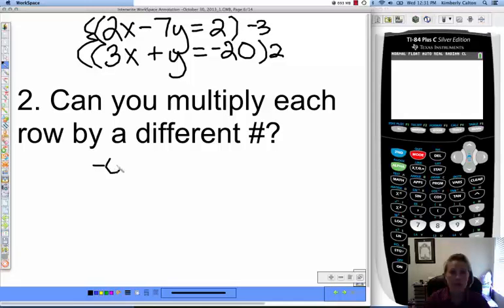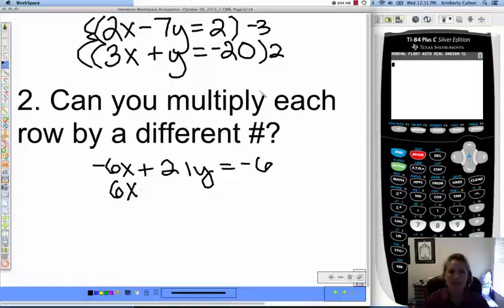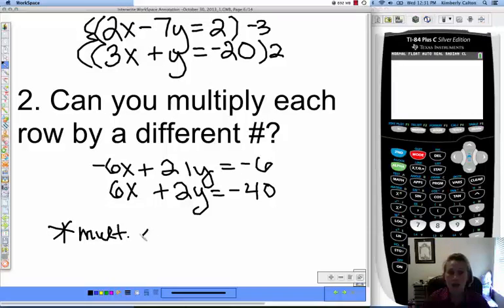Now I get negative 6x plus 21y equals negative 6. On the bottom, I get 6x plus 2y equals negative 40. And then we could continue on. These equations are still the exact same equations as above, they've just been multiplied by a different number. So now we know that we can also multiply entire equations by different numbers.